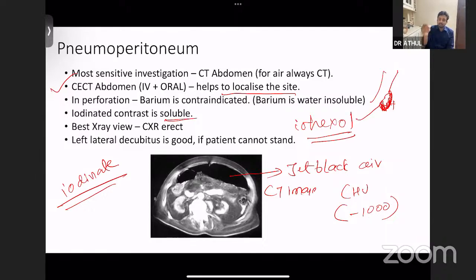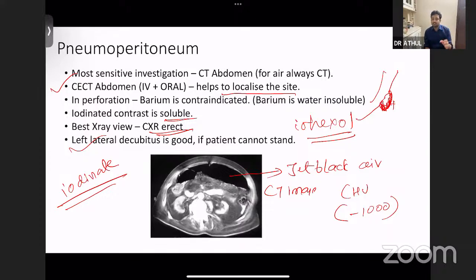If they are asking which is the best X-ray view, always remember chest X-ray erect view is the best view. And if the patient is not able to stand, you can go for left lateral decubitus view. All these points have been asked multiple number of times in various entrance exams, so you should be thorough with all this.